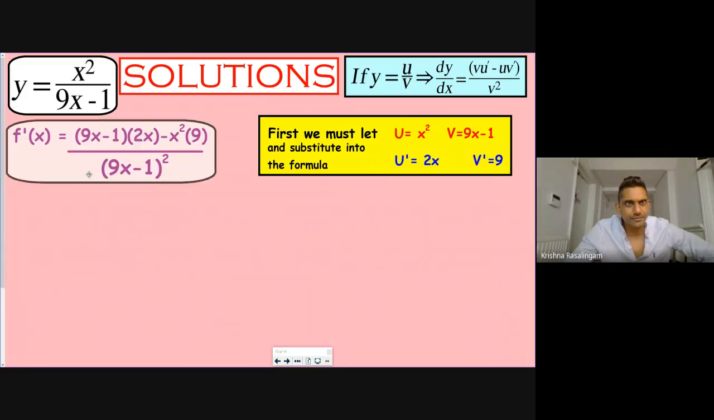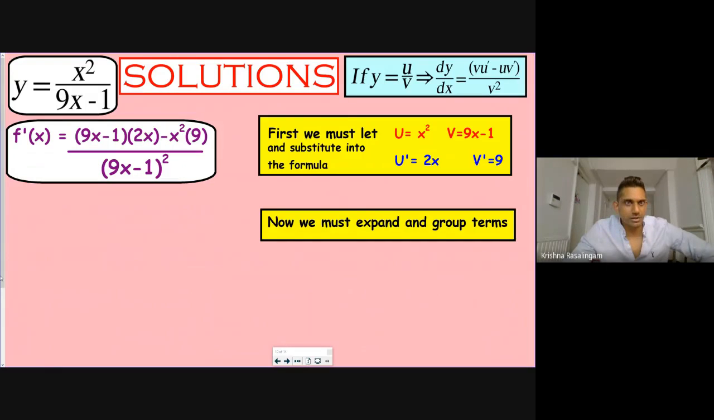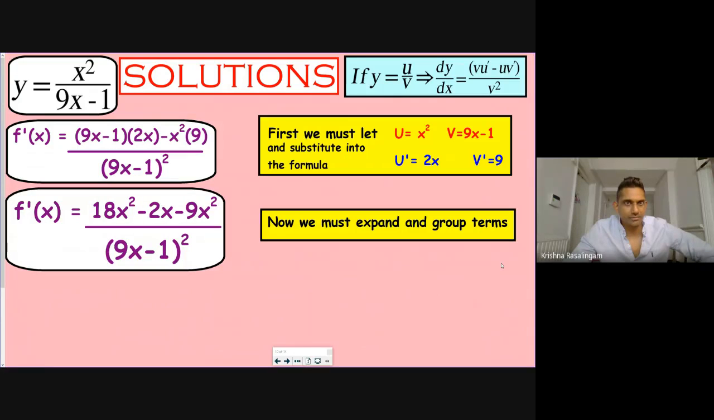Let's sub it in. So v is 9x minus 1, u dashed is 2x. And conversely, we have u is x squared and v dashed is 9. Sub those in, job done. All we can do now is expand and group the terms. So doing so, we get that.